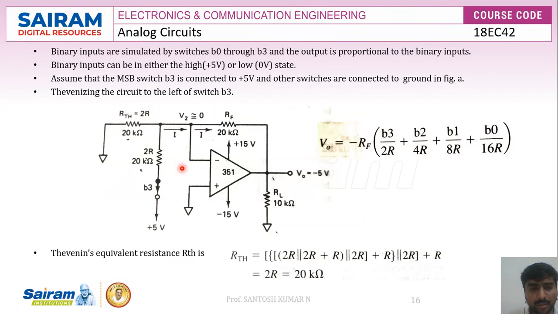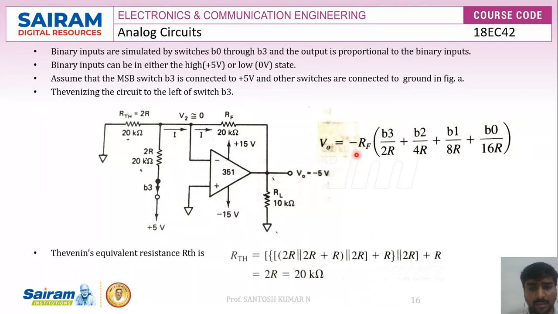This current will be split across the inverting terminal and the feedback resistor. Since this particular inverting terminal has a huge input resistance, for an ideal op amp it is infinite, no current flows into it, so the entire I will flow through the feedback resistance. So when all the current flows through the feedback resistance RF, we get 0.25 into 20k will be equal to minus 5 volts. So we get minus 5 volts at the output.